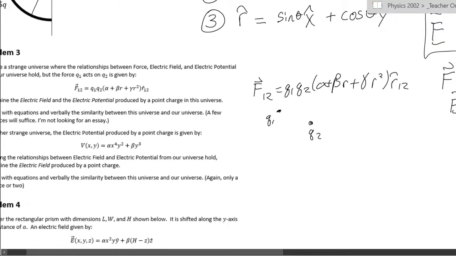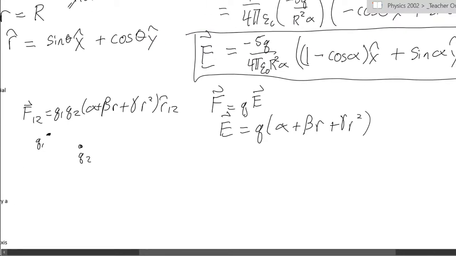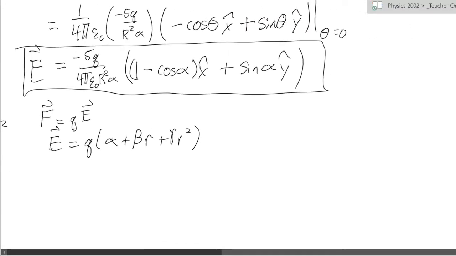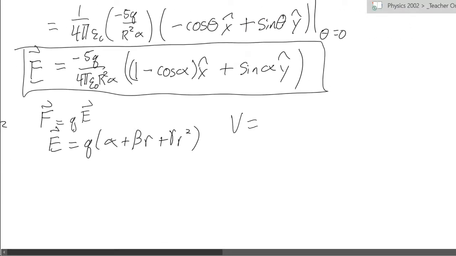Now, if we want to find what the electric potential is here, then we say that the electric potential, V, as a function of R, is going to be equal to the negative integral of E dot dl, where dl vector is going to be, I missed a r hat there, dl vector is going to be r hat dr.